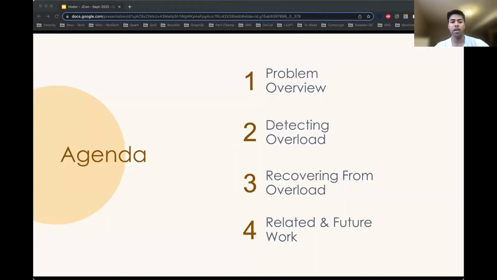This is the agenda for our talk today. I'll start off by discussing the problem of overloads. Following this, Salil will talk to you about the various overload detectors that we have in production at LinkedIn. And he will also go over some examples of success stories where these overload detectors caught overloads in production. Nizar will then discuss how Hodor responds to these overload detectors to pull the system out of overload and into a safe state. Finally, we'll wrap things up with some miscellaneous remarks.